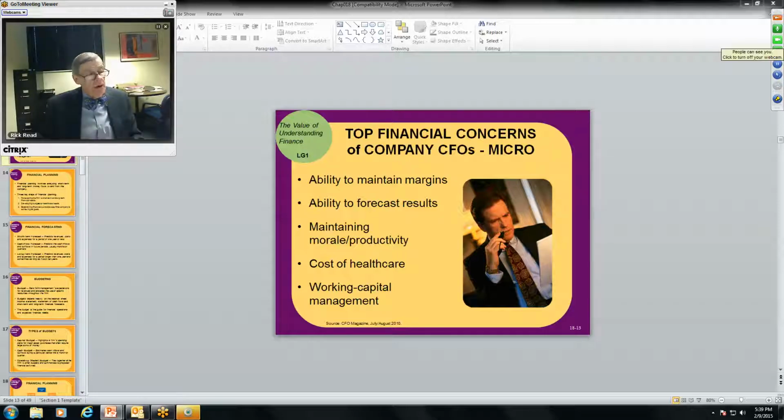Now, on the micro level, are we able to continue doing what we're doing and still earn the same percentage of profit? Are we able to maintain high employee morale? And obviously, if we do that, then high productivity. A big one: what's it going to cost us to continue the benefit of healthcare?